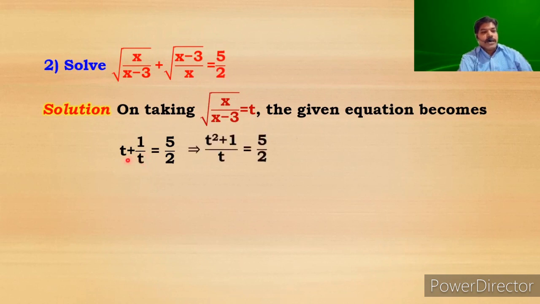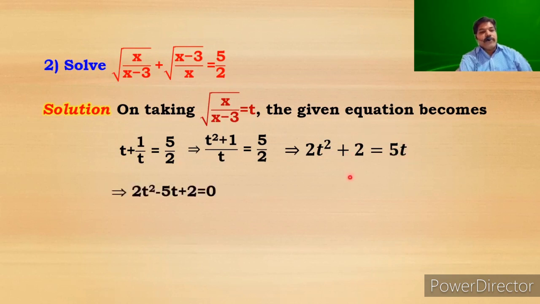It will become t² + 1 by t is equal to 5 by 2. Cross multiply: take this 2 to multiply the t² + 1 and take this t to this side, it will become 5t. So that is nothing but 2t² + 2 = 5t. Take this 5t to this side, then it will become 2t² − 5t + 2 = 0.